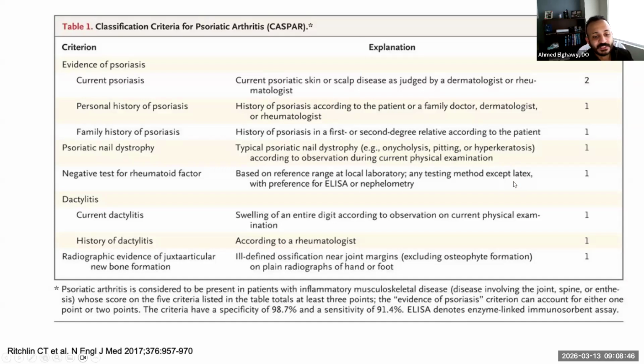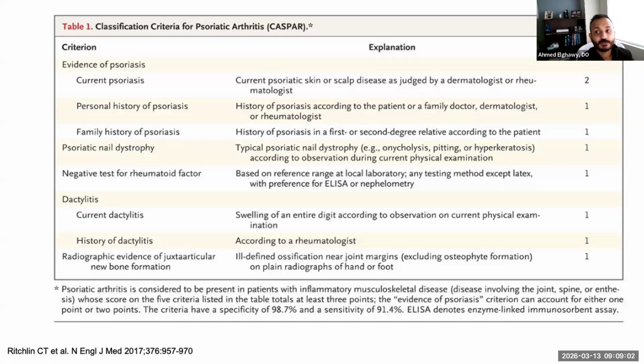My only problem with this is that if you have active psoriasis and a negative rheumatoid factor, technically you meet the criteria for psoriatic arthritis, even if you don't have it, even if you just have psoriasis. So there is some limited use here, but this is a good chart to show you what are the things that we are looking for when it comes to psoriatic arthritis.